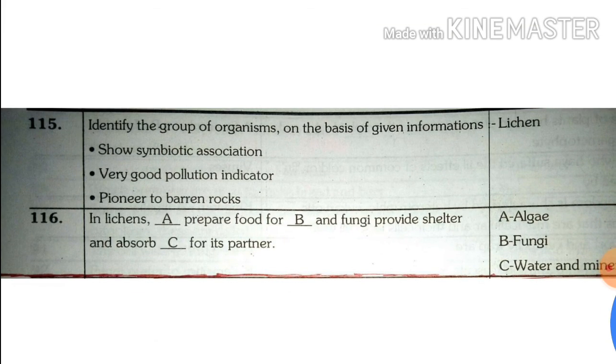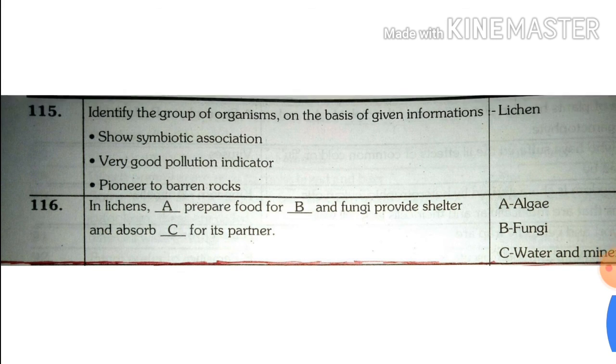Next, identify the group of organisms on the basis of given information. Symbiotic association, very good pollution indicator, and pioneer on barren rocks. These are lichens. In lichens, algae prepare food for fungi, and fungi provide shelter and absorb water and minerals for its partner.